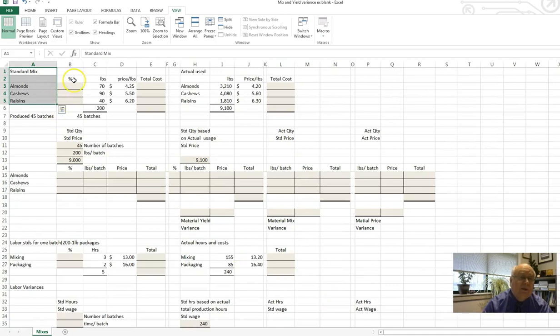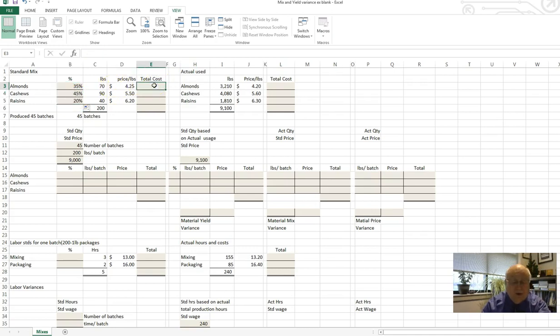So to start with, what we have to do is find out what percentages we are using of each. To do this, we take the 70 pounds and divide it by the 200 pounds, and that gives us 35%. Then we'll take 90 pounds divided by 200 and 40 pounds divided by 200. And there are our percentages that we use for that.